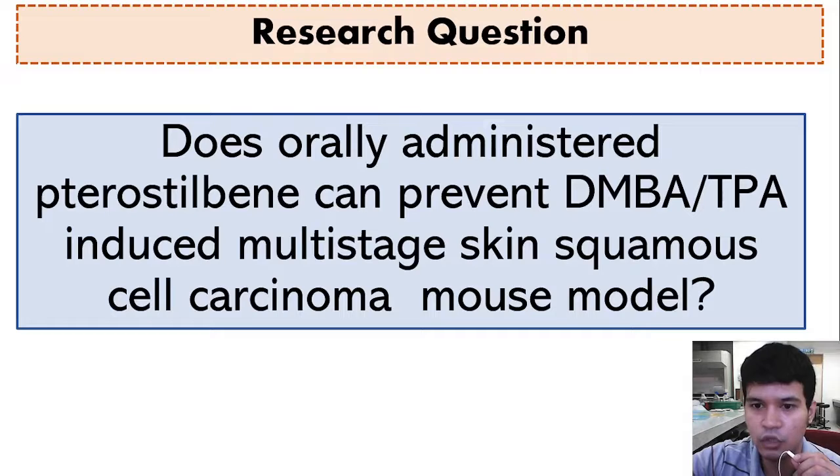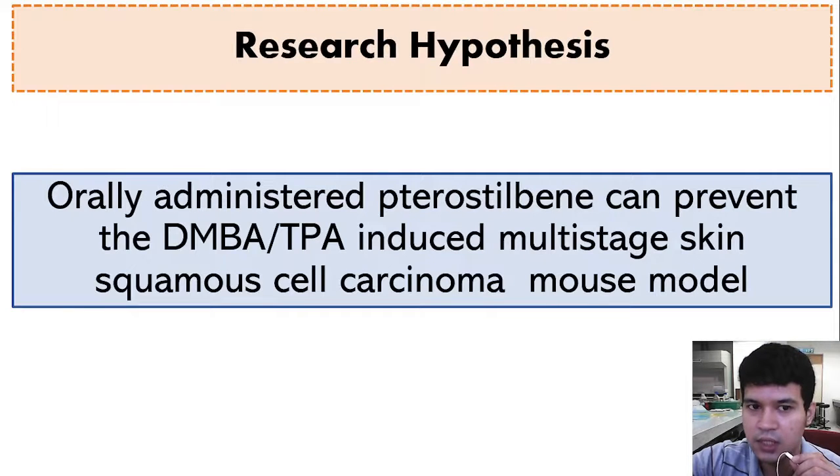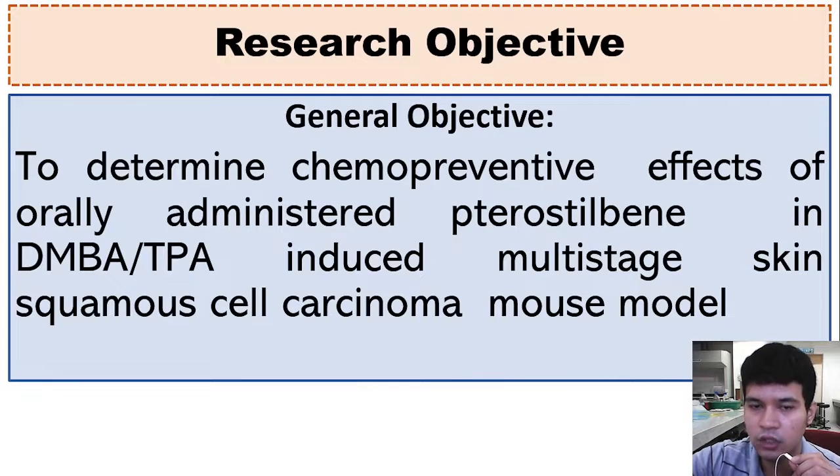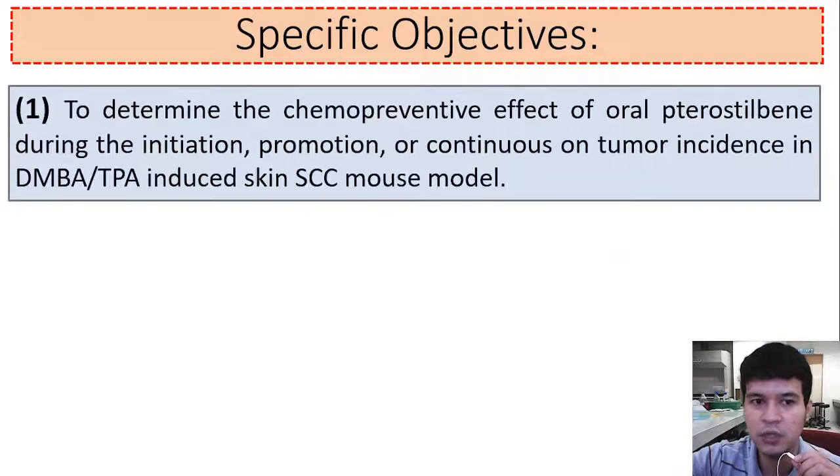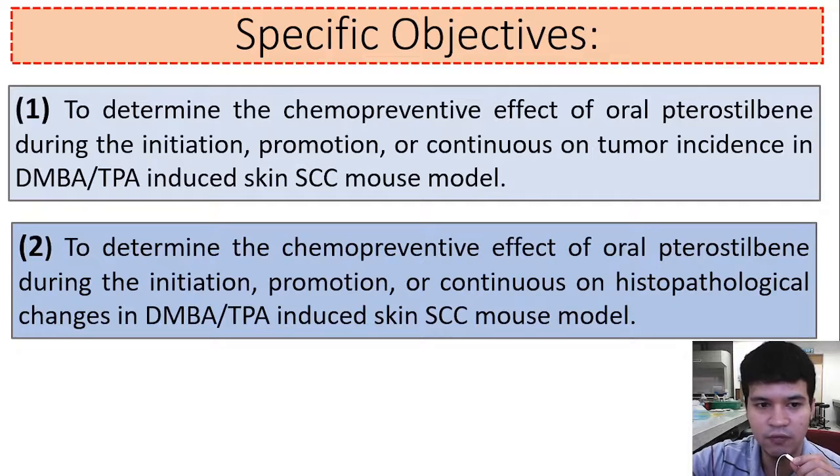So this is my research question, my research hypothesis, and the research objectives. The general objective is to determine the chemopreventive effect of orally administered pterostilbene in the DMBA TPA induced multistage skin squamous cell carcinoma mouse model. The first specific objective is to determine the chemopreventive effect of oral pterostilbene during the initiation, promotion or continuous on tumor incidence. And my second specific objective is to determine the chemopreventive effect of oral pterostilbene during the initiation, promotion or continuous on histopathological changes.